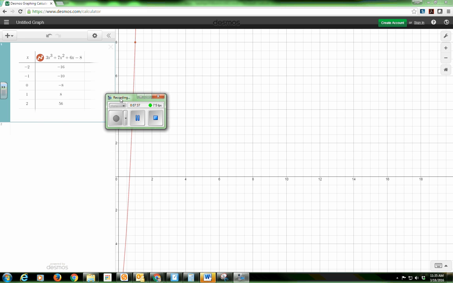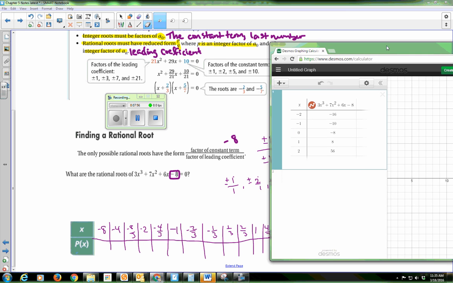Okay, so I'm going to show you how to use Desmos to find the values quickly. You can do this with Excel. You can do this with your TI-83, your graphing calculator. It's pretty quick and easy.